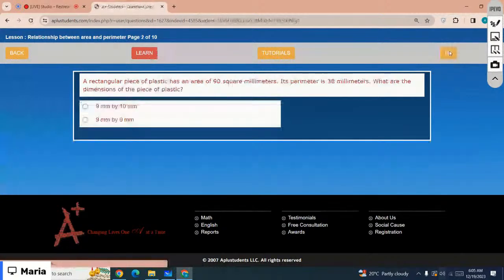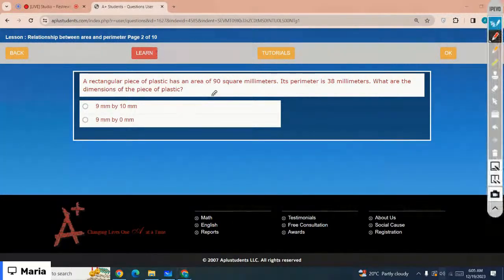Okay, the second one: a rectangular piece of plastic has an area of 90 square millimeters. Its perimeter is 38 millimeters. What are the dimensions of the piece of plastic? So, which is the correct option? You are given two options, 9 mm by 10 mm or 9 by 0. You have been given the area, that is 90, right? And the perimeter, that is 38.